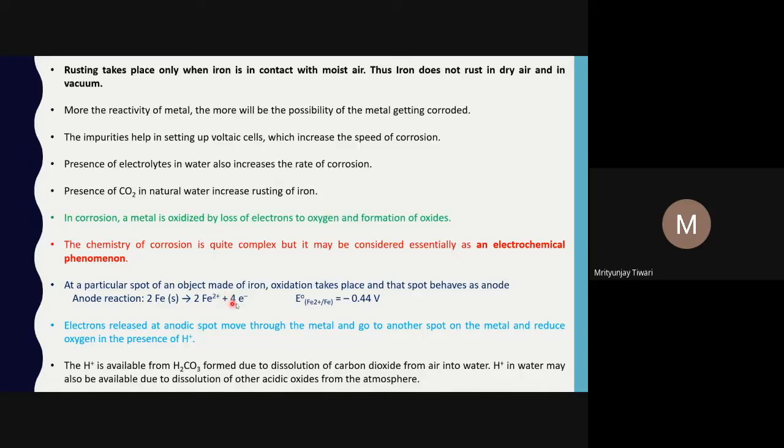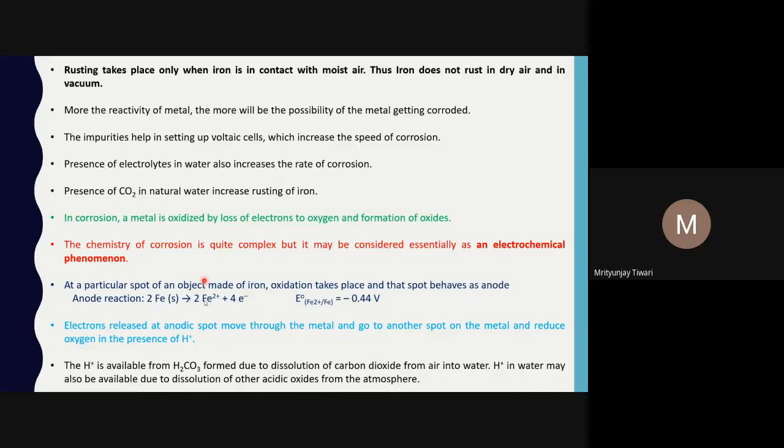So Fe2+ plus 4 electrons. If two iron atoms are involved in the reaction, two Fe2+ ions will be formed and 4 electrons will be released. And this E cell one can write as this. This value is minus 0.44 V. This is the reduction potential for iron 2+ to iron 0 oxidation state. So this is a standard reduction potential, minus 0.44 volt.